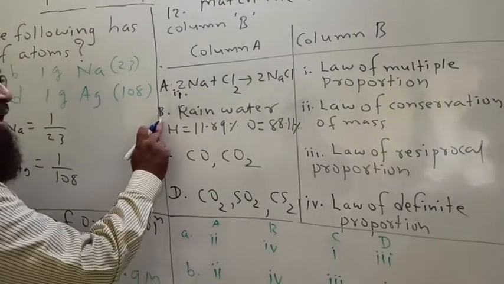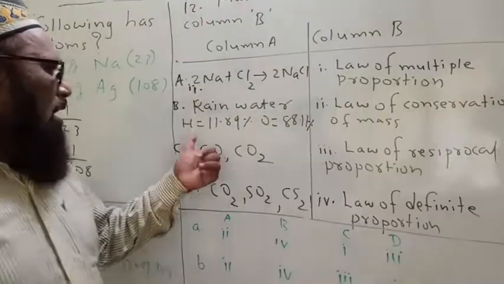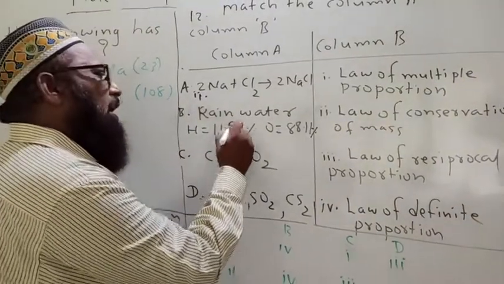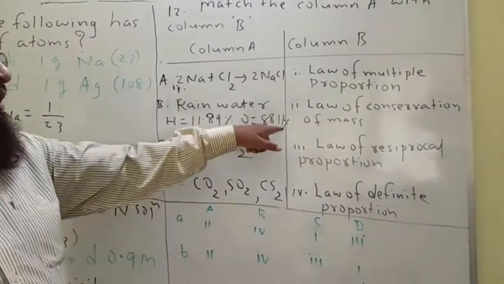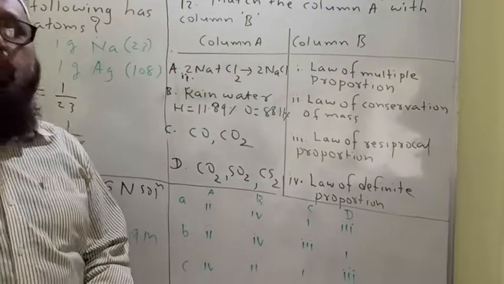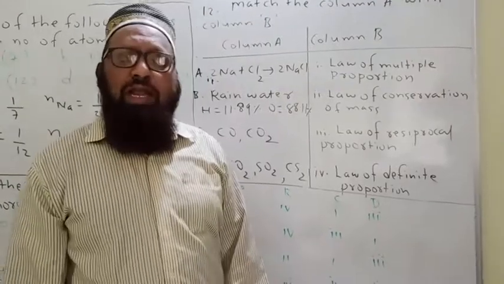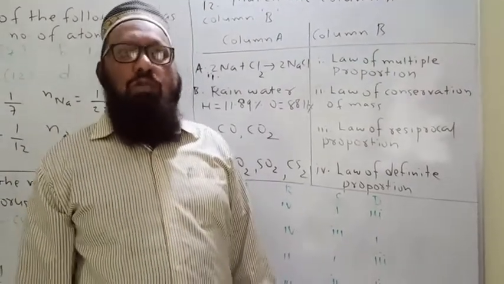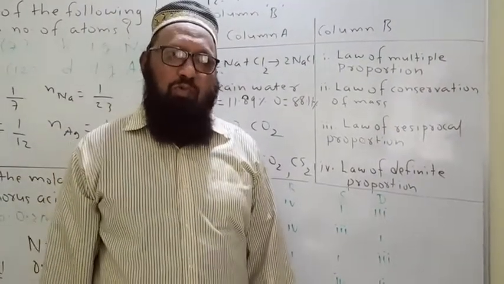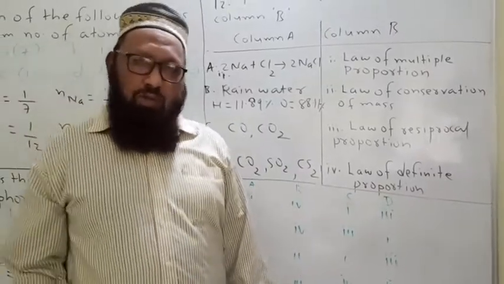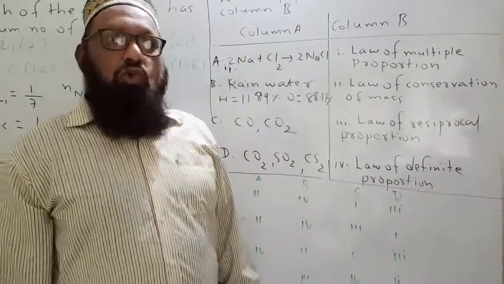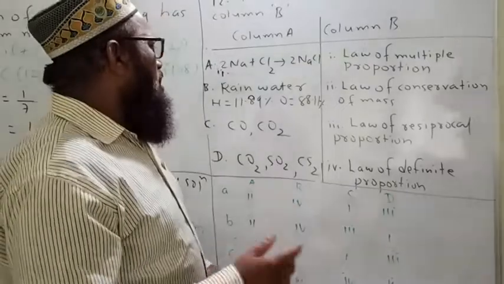Here B, rainwater. Hydrogen is 11.89%, oxygen is 88.11%. Now this is according to the law of definite proportion, law of constant proportion, law of fixed proportion, that was proposed by Joseph Proust. Then what is that law?